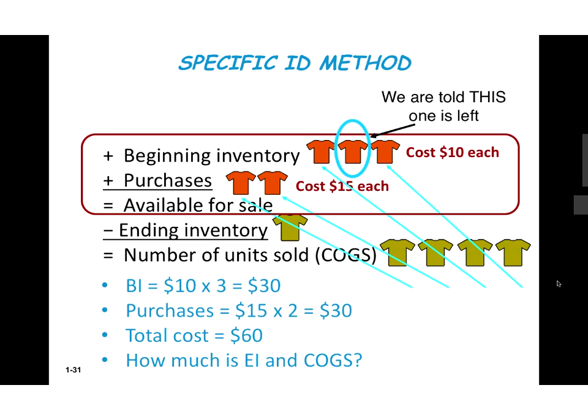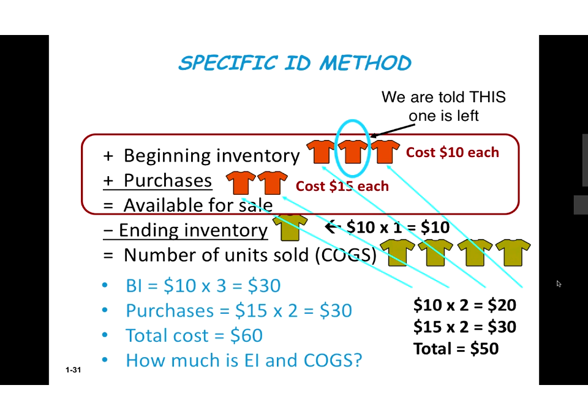Now, specific identification says how much is ending inventory? Ending inventory is $10 because we have 1 at $10. We're told it's that one from beginning inventory. So then cost of goods sold is going to be the other 2 from beginning inventory and 2 from purchases. So cost of goods sold will be $50. Okay, so our ending inventory of $10 and our cost of goods sold of $50 equals $60, which equals the total cost of goods available, so we are good. We have allocated things properly.